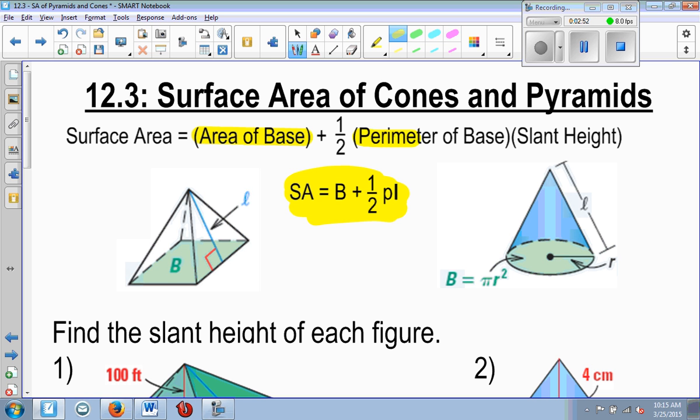P still stands for the perimeter of the base. And then the L in the formula stands for the slant height, not the height down the middle of the pyramid or the cone, but the slanted height on the outside of the pyramid or cone.